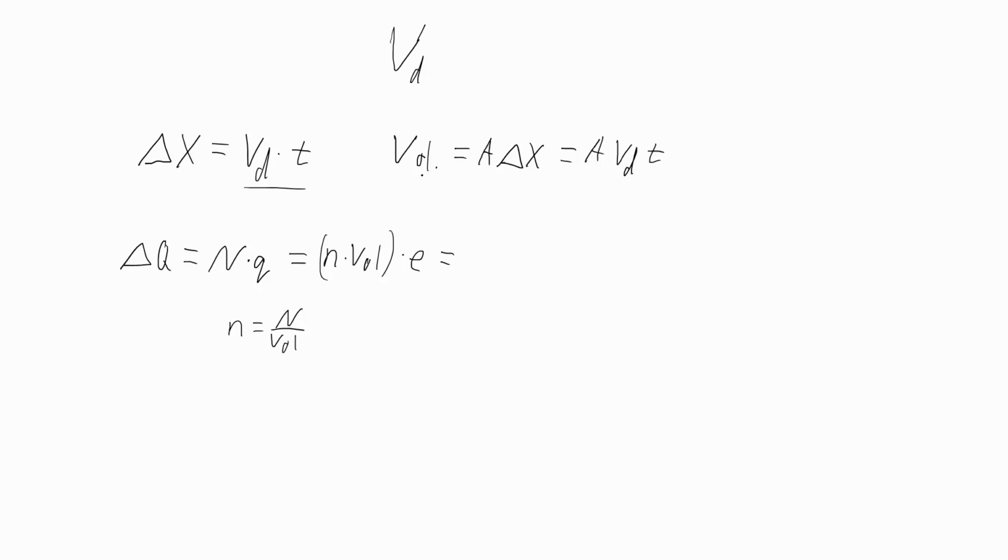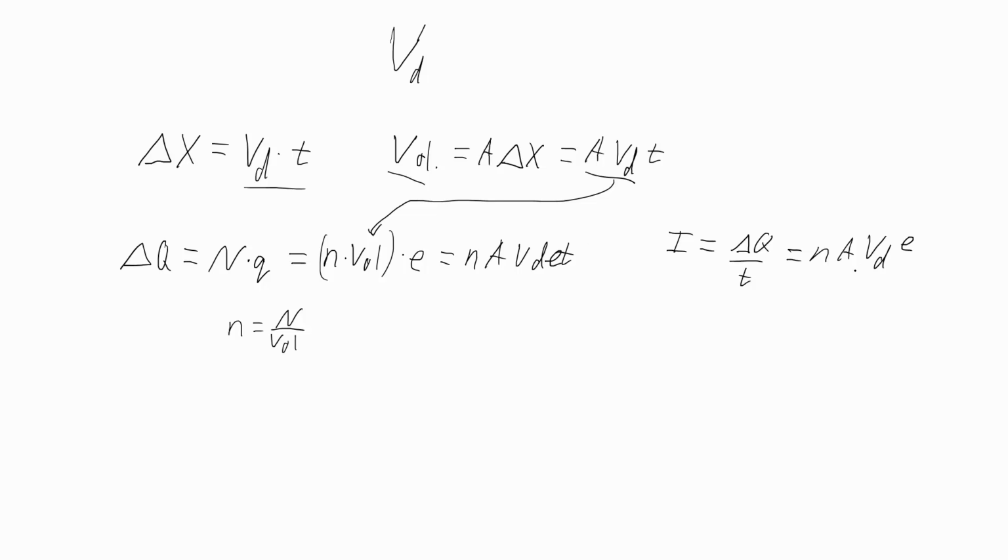And now, you can probably guess it, we're going to plug in this guy for our volume over here. So we're going to get N times A times drift velocity times time. Okay, now if we define our current as change in charge over time, well, this is change in charge, so if we divide that by time, that t goes away, and we get N A E times the drift velocity. I think I forgot an E in here. Yep, there's an E. Got it now.